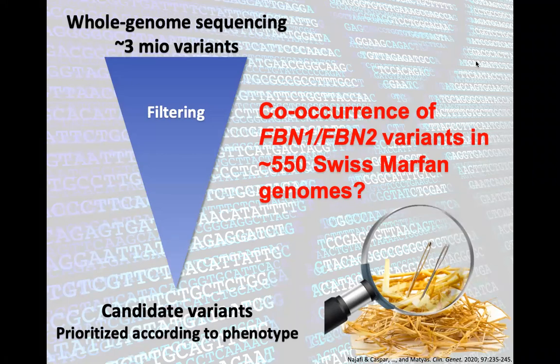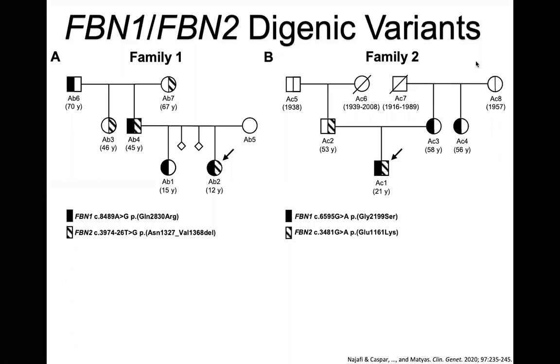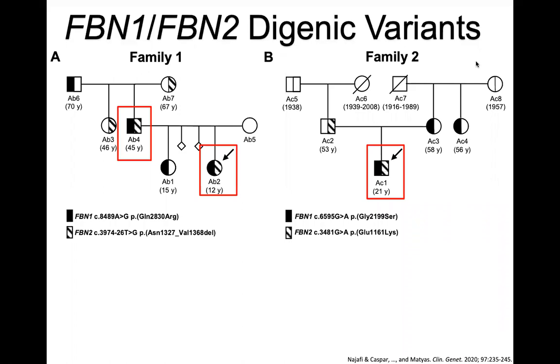Screening for disease-causing mutations from the approximately 3 million variants in every genome is similar to trying to find a needle in a haystack, but in this case, there were actually two needles. Let me jump straight to the results. Indeed, we detected 3 individuals from 2 families harboring co-occurring or digenic variants in fibrillin-1 and fibrillin-2, and some of which were already described previously as disease-causing in the literature.